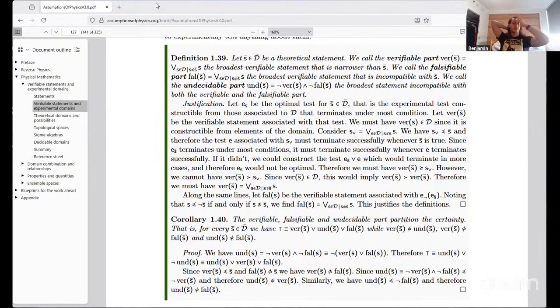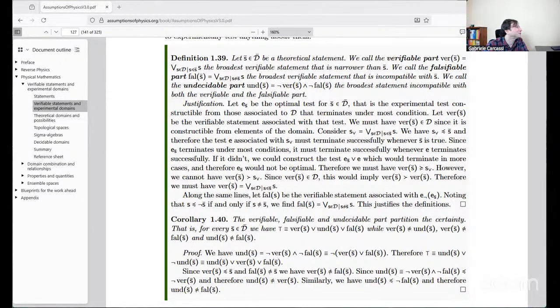Along the same lines, let fals of S bar be the verifiable statement associated with the experimental negation of E sub S bar. Noting that S is narrower than the negation of S bar if and only if S is, I haven't seen that symbol before, I don't think. Not incompatible. Not incompatible, yeah. If and only if S is not incompatible with S bar. Maybe I was gone that week. We find that fals of S bar is equal to the disjunction of all elements of D that are not incompatible with S bar. This justifies the definitions. Yeah, we made it. It's one of those things where the math is sometimes harder than proving something that is completely obvious.